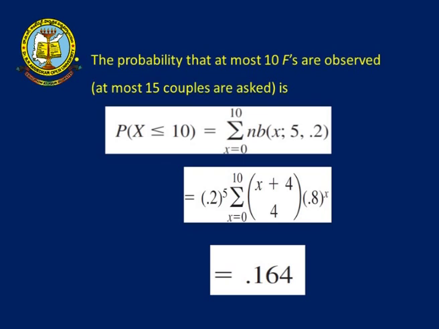So P(X) less than or equal to 10. Therefore, summation of x is equal to 0 to 10. So NB(x is equal to 5, 0.2). The simplification of this one is, see here, 0.2 whole power 5. I am taking here 0.2 whole power 5, summation of x is equal to 0 to 10, (x plus 4 choose 4), see the earlier one, this is a 4 I am taking here, (x plus 4 choose 4) into 0.8 whole power x. After this simplification, I am substituting the values of x here, and we get 0.164.